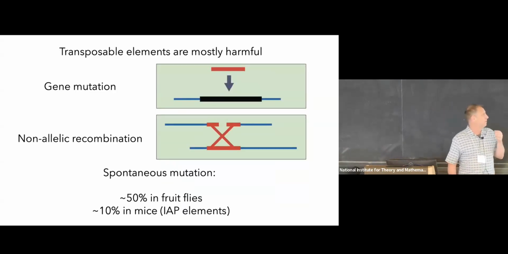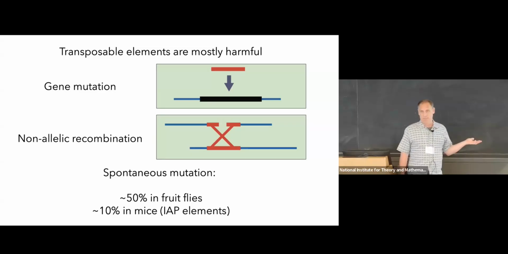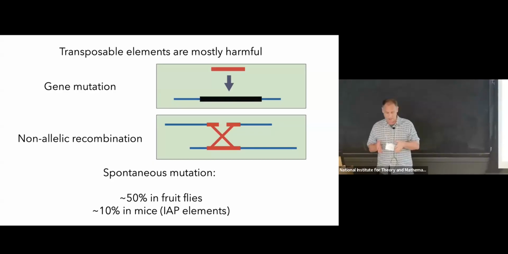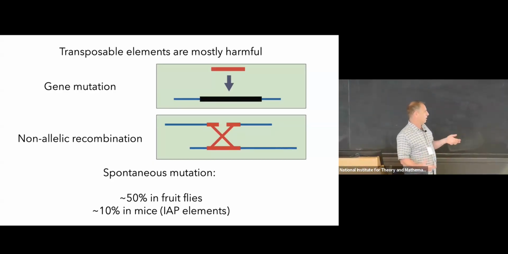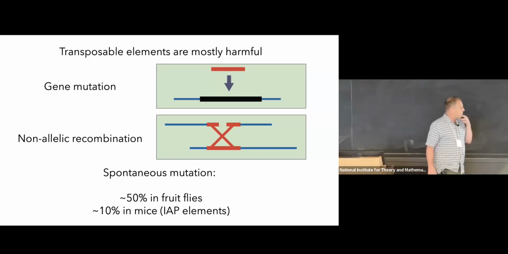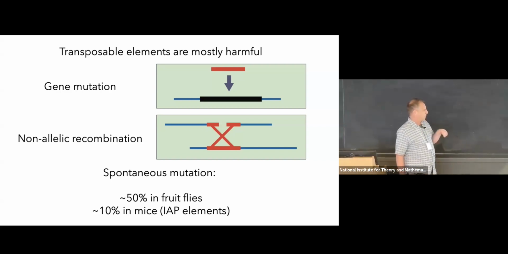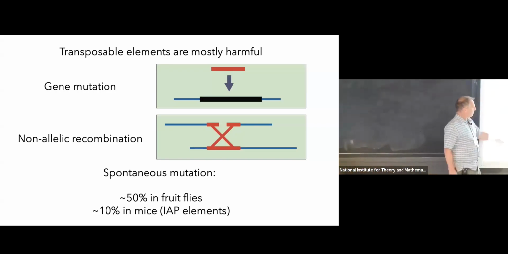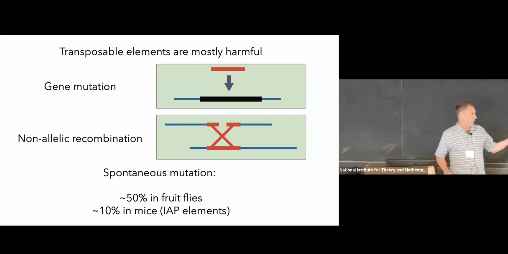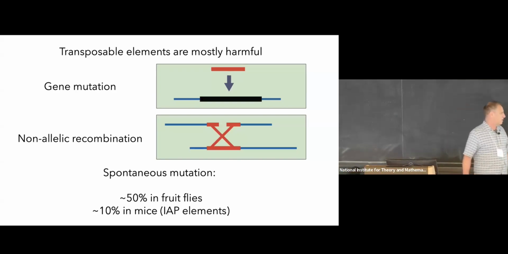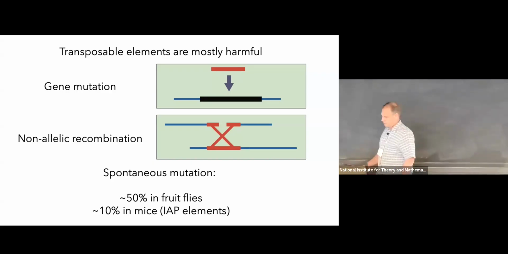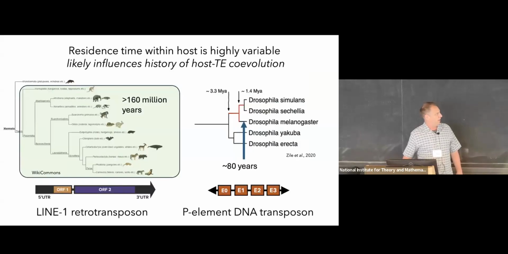They're mostly harmful. They insert into genes, which is problematic. Because of their repetitive nature, if a double-stranded break occurs in one of them and there's non-allelic recombination, you can cause big chromosomal aberrations. Different species have different mutation rates caused by transposons. In fruit flies, about half of all visible mutations found over the past 100 years are caused by transposons. In mice, about 10% are caused by IAP elements. In humans, it's much less than that.